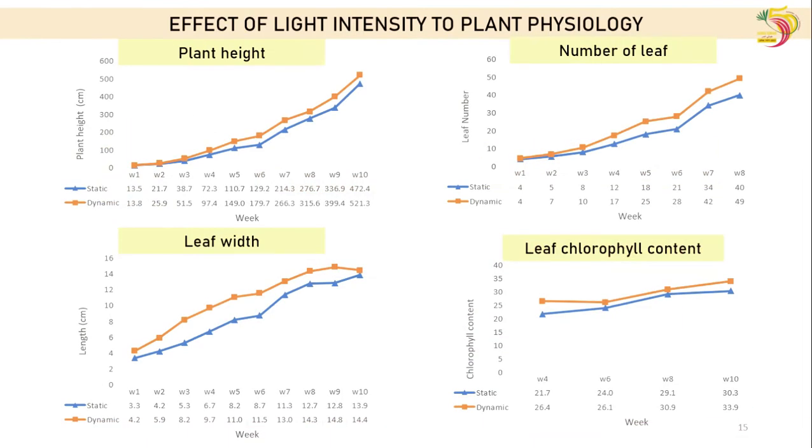For the effect of light intensity on plant physiology, it shows that dynamic treatment gives a positive reaction to plant parameters, where dynamic treatment recorded a higher number for all plant physiology, which is plant height, number of leaves, width, and also leaf chlorophyll content. This result may prove that by providing the light intensity required by the plant, it helps to improve plant physiology.